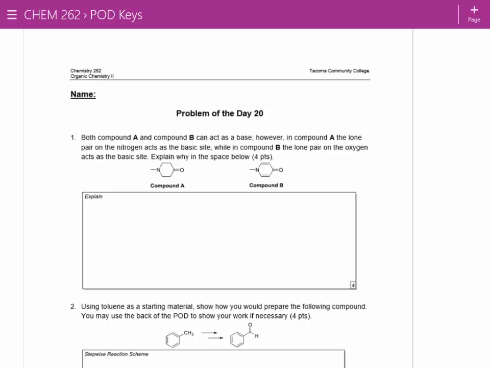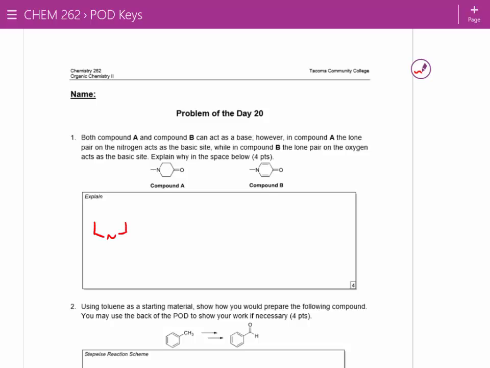If you're looking at the Bronsted-Lowry definition, you could say it accepts protons. If we're looking at the Lewis definition, what does the Lewis definition say about bases? It donates electrons, right? So now we have to take a look at these two compounds, and we have to look at whether or not the nitrogen or the oxygen can donate electrons. So let's take a look at compound A.